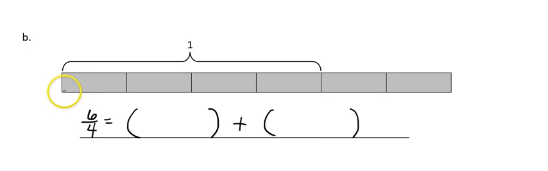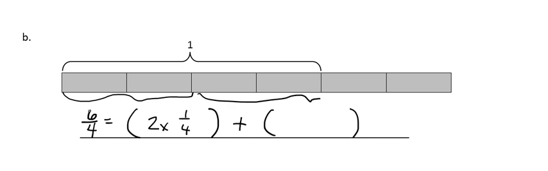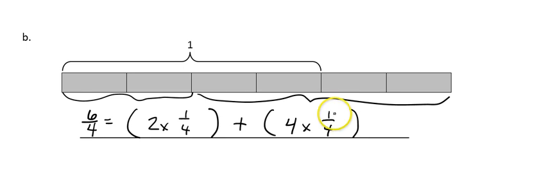I can start by looking at 2 times 1/4. That shows this section. Then to that, I will add 4 times 1/4. 2 times 1/4 is 2/4. 4 times 1/4 is 4/4. 2/4 plus 4/4 is the same thing as 6/4. This is just one way we can show the answer to this problem.